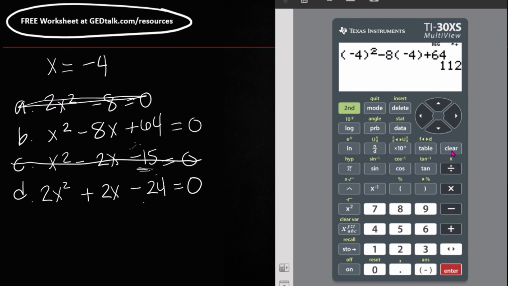But if you're like, I want to double check D, just to be sure, maybe the GED folks got it wrong, well, let's input it into D. So I have 2 open parentheses, -4, close parentheses, raised to the power of 2, plus 2 open parentheses, -4, close parentheses, minus 24, and I hit enter, and I get 0, folks. We used our brains to get rid of A, and we used our brains to get rid of C. But then past that, if you're like, I need my calculator, grab the calculator. It is a tool you're able to use, so please make sure you do that.